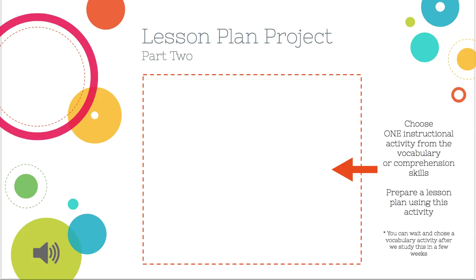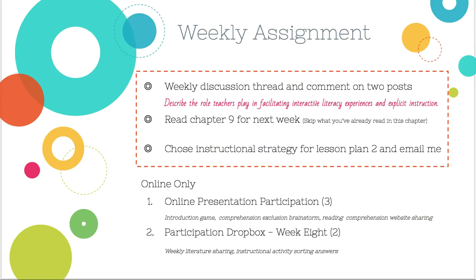Then our lesson plan project is up right here, and for the lesson plan project you are going to be choosing one instructional strategy from the vocabulary or comprehension skill area. So last week we chose one from the early literacy and emergent literacy tab. This time you're going to pick one activity from the comprehension or vocabulary tab. That's what you'll use to prepare lesson plan number 2.